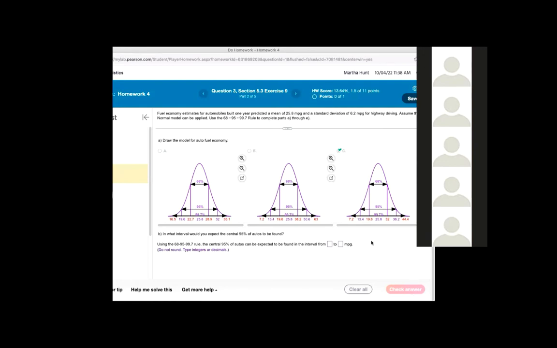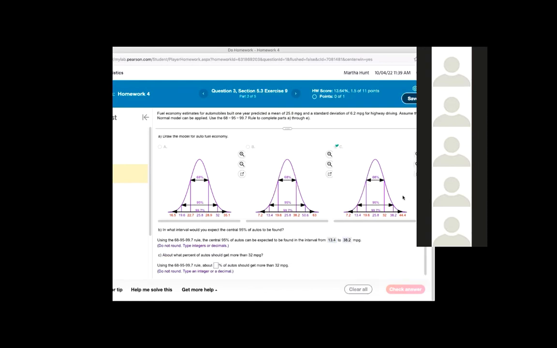Now that we know this is the correct picture, in what interval will you find the middle 95%? 95% is in between what two numbers? 13.4 and 38.2. So you have to do part A before you can do part B. Part more than 32.